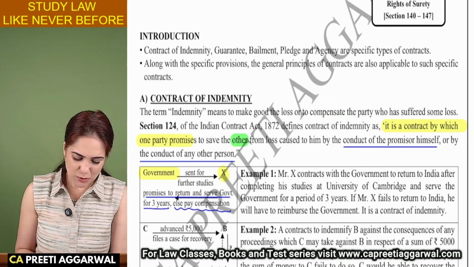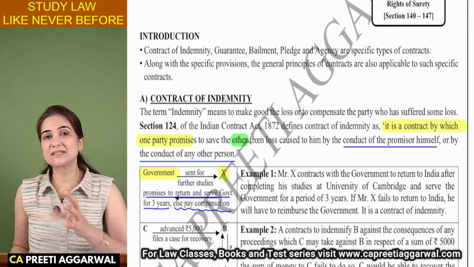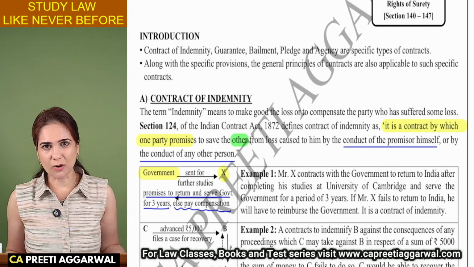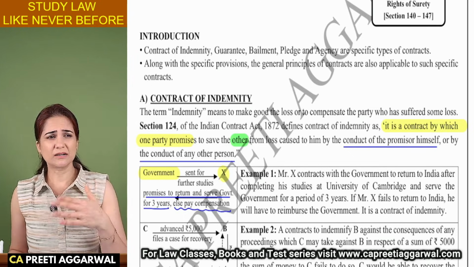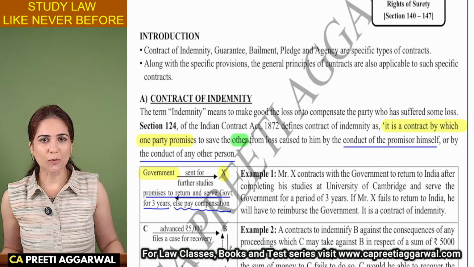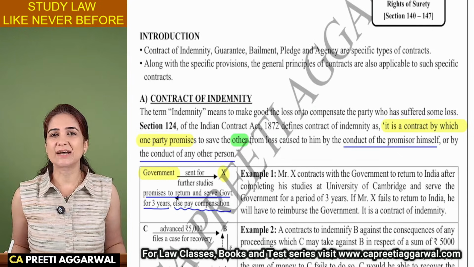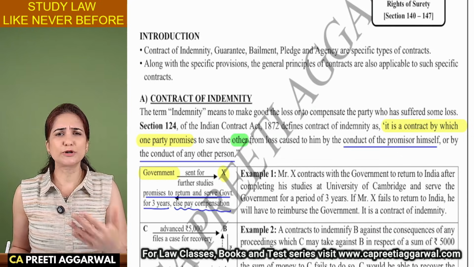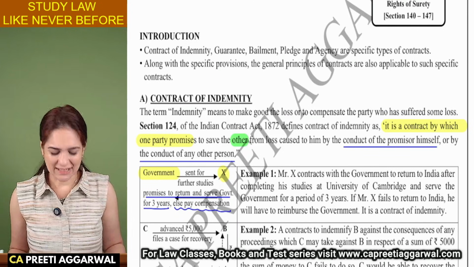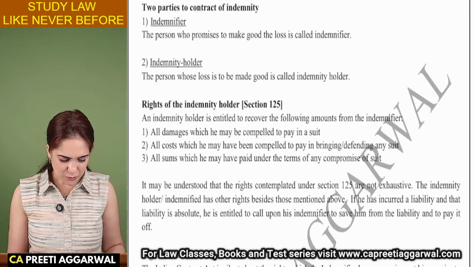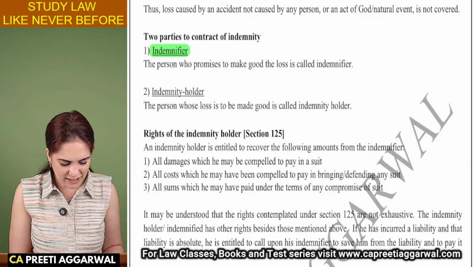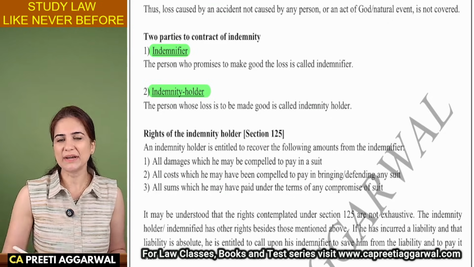If you see the definition, it is only covering the loss which is caused by persons, either the promisor himself or any other person. But nothing is mentioned about the loss caused due to natural causes or maybe fire, earthquake, etc. Law says that although the definition is very narrow in its scope, contracts of insurance are still considered as contracts of indemnity by applying the principles of good faith, justice, public convenience. So, yes, insurance is also a contract of indemnity. So, what are the various parties involved? We have the indemnifier, the person who promises to make good the loss, and we have the indemnity holder, the person whose loss is being made good.